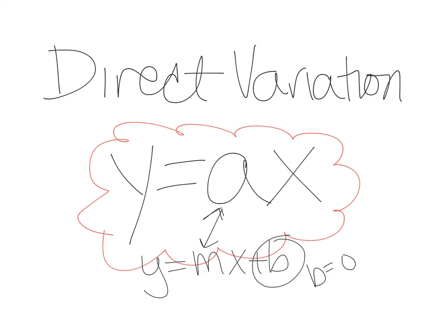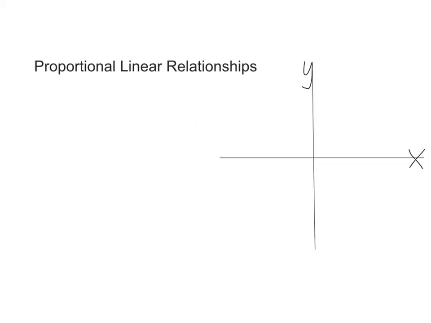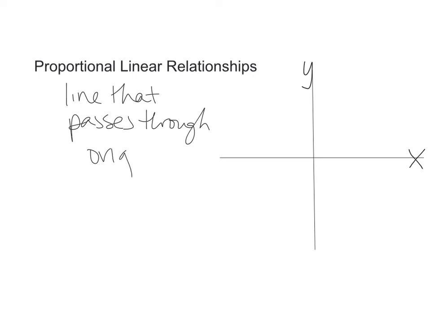So let's talk about this some more. Direct variation is a representative of a proportional linear relationship. Basically, it is a line that passes through the origin. If you have a graph, you can immediately see if it's a proportional linear relationship or direct variation if you notice that the line passes right through the origin.